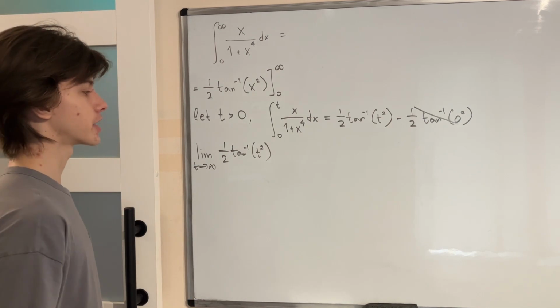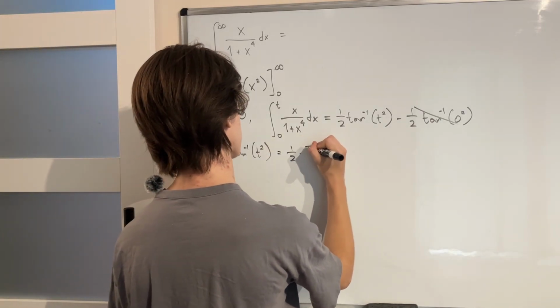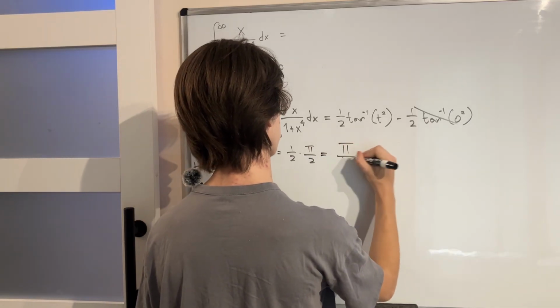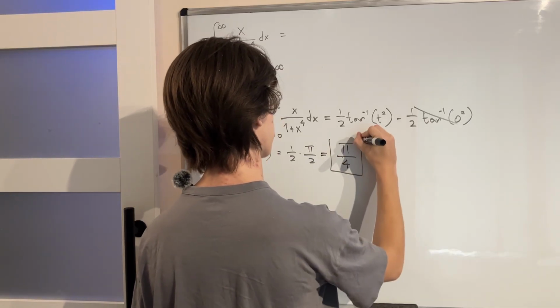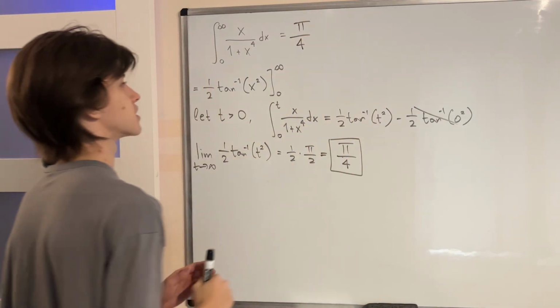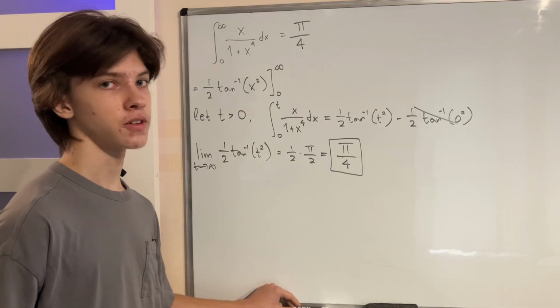And here we also have a constant 1/2. So this is going to be 1/2 times pi over 2. This is what the limit evaluates to. And that is, of course, pi over 4. And this is the answer to our integral, a very classic integral involving pi and the arctangent function.